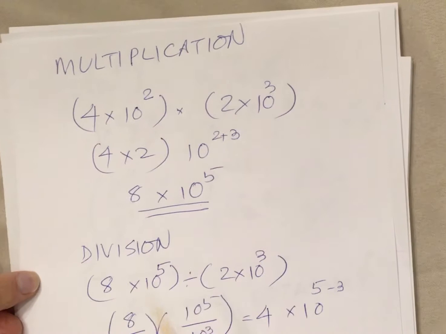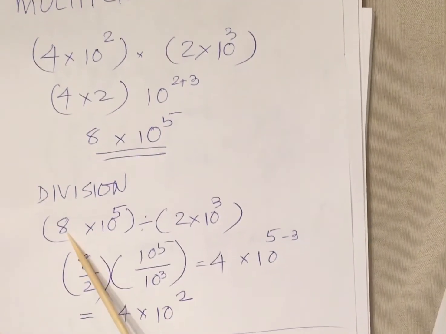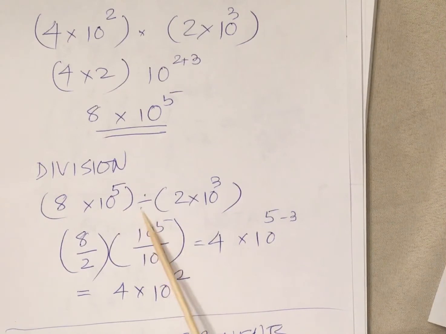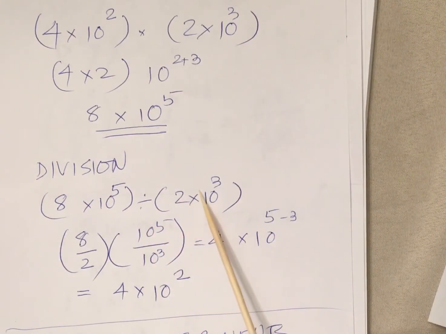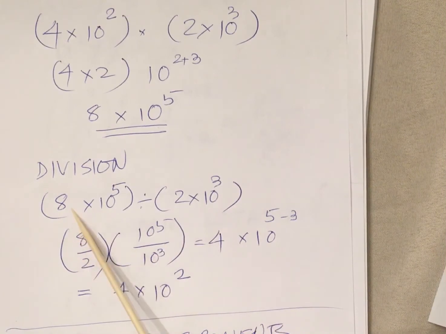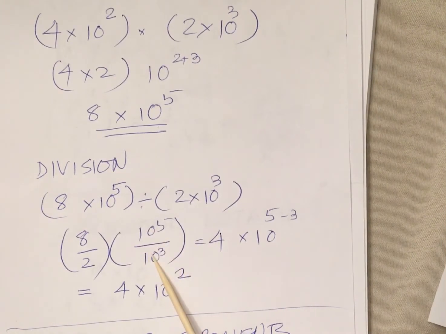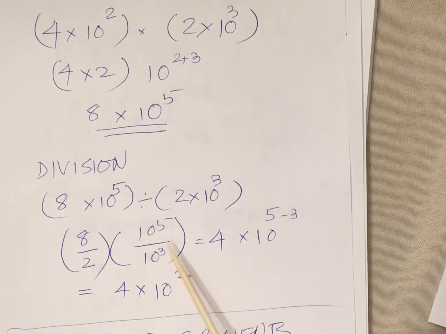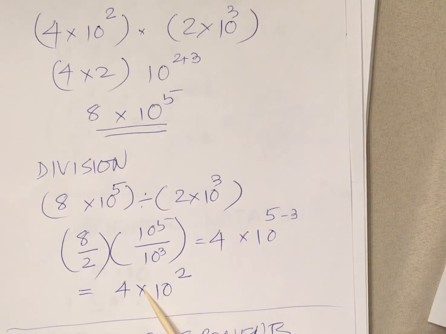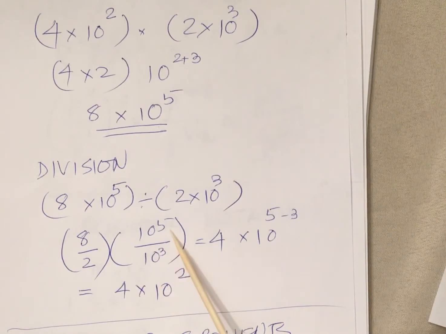The final answer is 8 times 10 to the power 5. Now how to divide? Next topic. Look at this. You have 8 times 10 to the power 5, division sign here, 2 times 10 to the power 3. So we write down 8 divided by 2, the numbers, and the exponent is 10 to the power 5 divided by 10 to the power 3. As per the exponent rules, we have to deduct 3 from 5, and here we divide 8 by 2. So finally we have 4 times 10 to the power 2. We get this power 2 by subtracting 3 from 5.